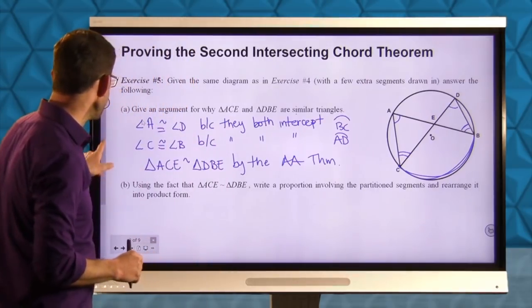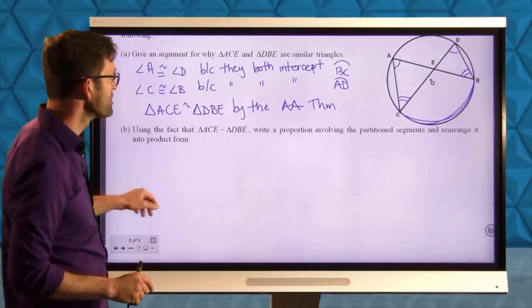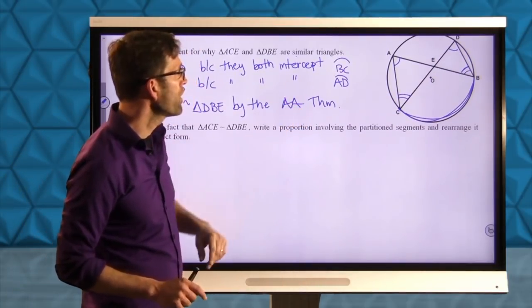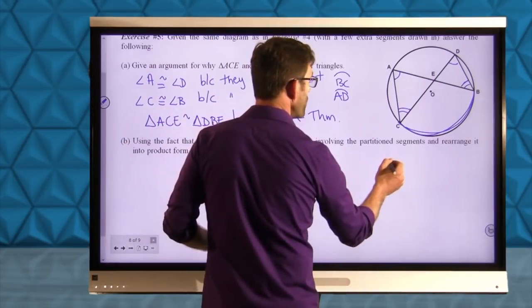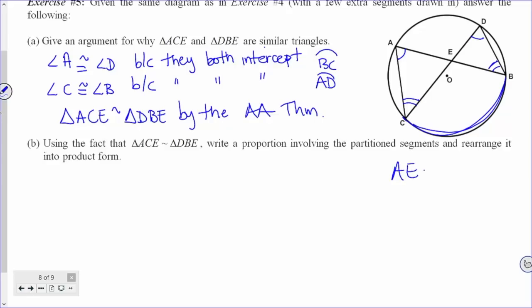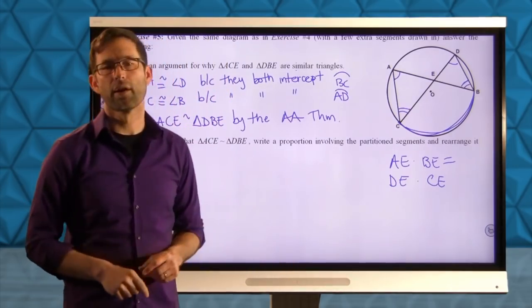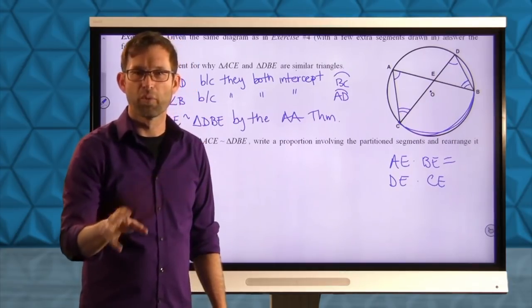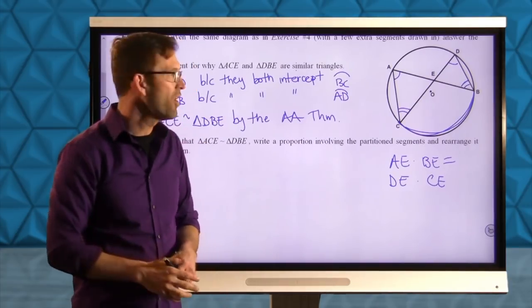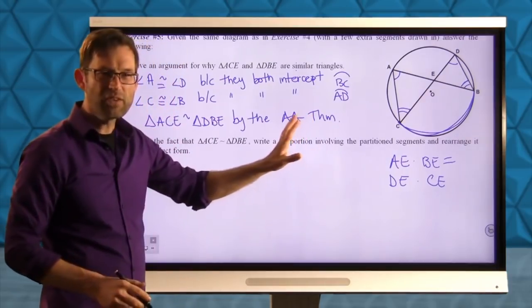Now, let's prove the theorem. Now remember what the theorem says, right? What we really want to get to is we want to prove this, right? We want to prove that if I take AE and I multiply it by BE, that's going to be the same as DE times CE. And remember those similarity proofs where we had to prove that a product was equal to a product? Well, here we go.